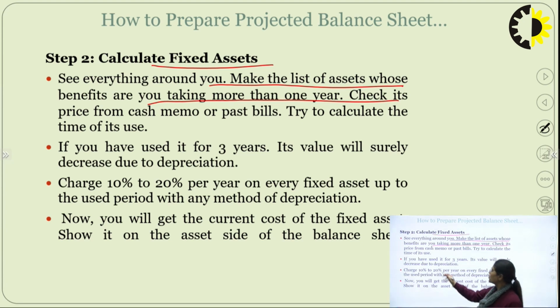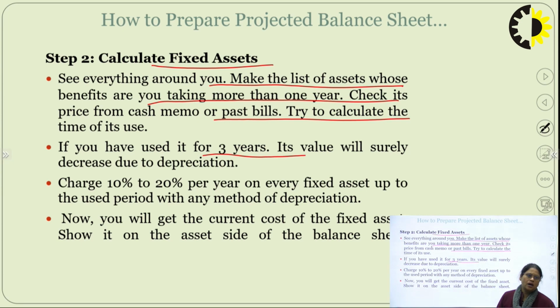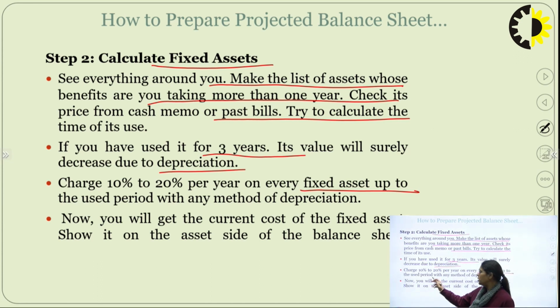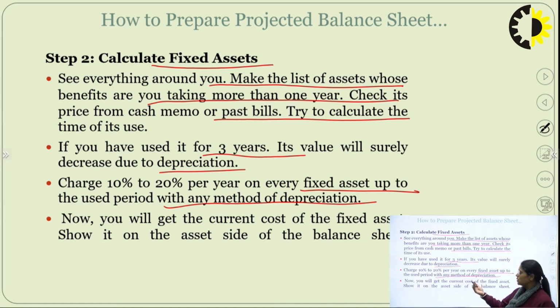Check its price from the cash memo or past bills and calculate the time of use. For example, if I am using this for up to 3 years, its value will surely decrease due to depreciation. Charge 20% per year on every fixed asset up to the use period, with any method of depreciation. If you have some asset for the long term, there may be a chance of depreciation of your asset. So now you will get the current cost of the fixed asset.